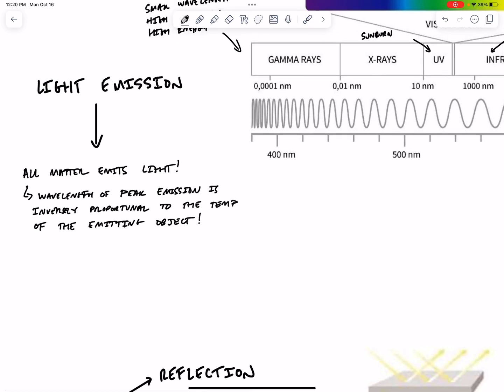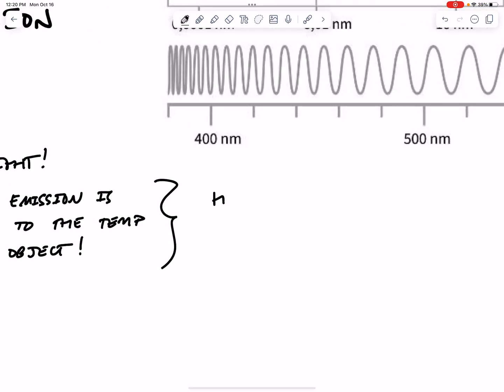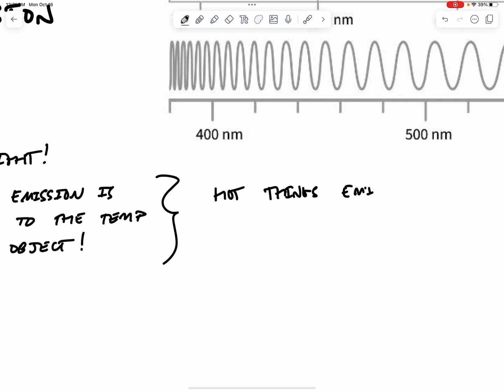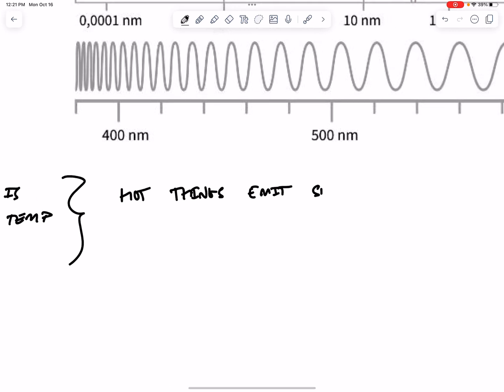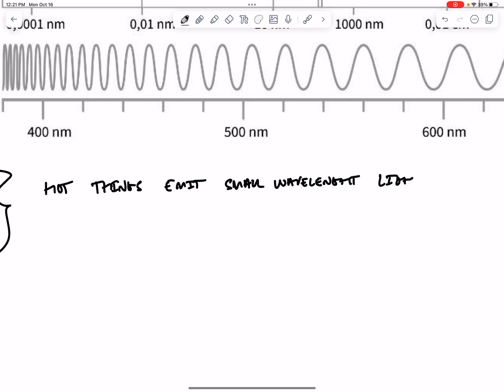So what does this mean? It's a kind of a fancy way of saying hot things emit small wavelength light, and cold things emit large wavelength.